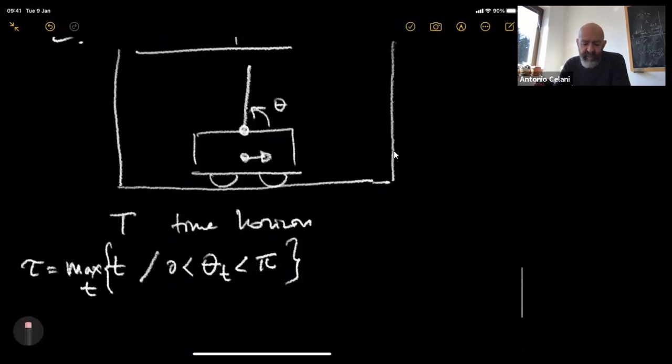So, how would you go about it? Has anyone a suggestion on how to solve this problem? And has anyone an idea whether this connects to any other problem in other disciplines that you ever heard about? Does this ring a bell?